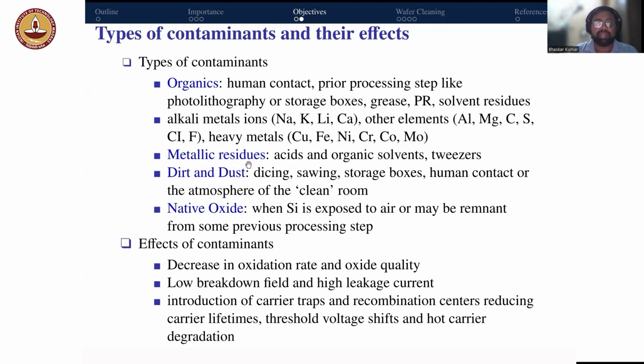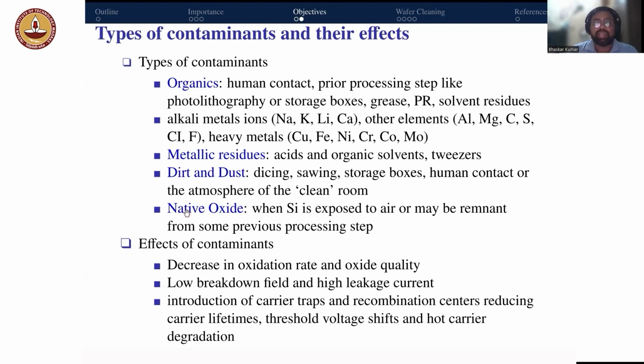There are also metal residues that can come from the acids or the solvents that we use. These are typically the contaminants present in these acids and organic solvents, and they also can come from the tweezers that we use to handle the wafers. There is dirt and dust that can come from dicing or sawing, or the storage boxes that we keep them in, or from human contact, or even from the atmosphere of the supposedly clean room, which of course is not perfect, and still there can be some impurities.